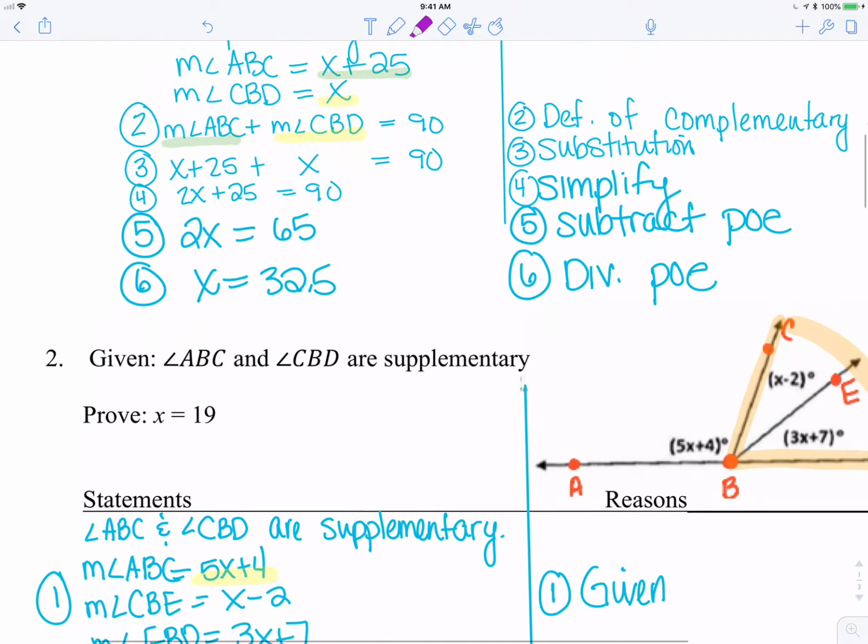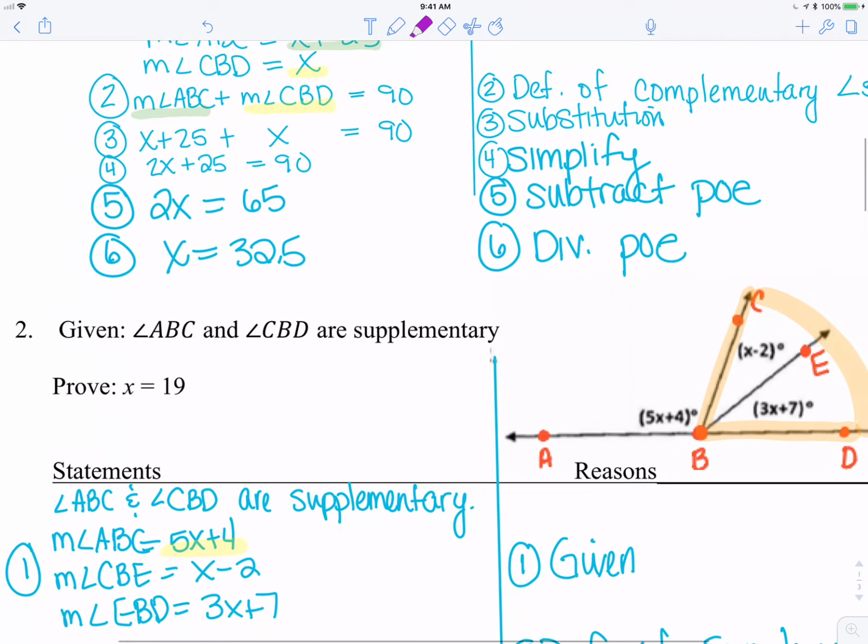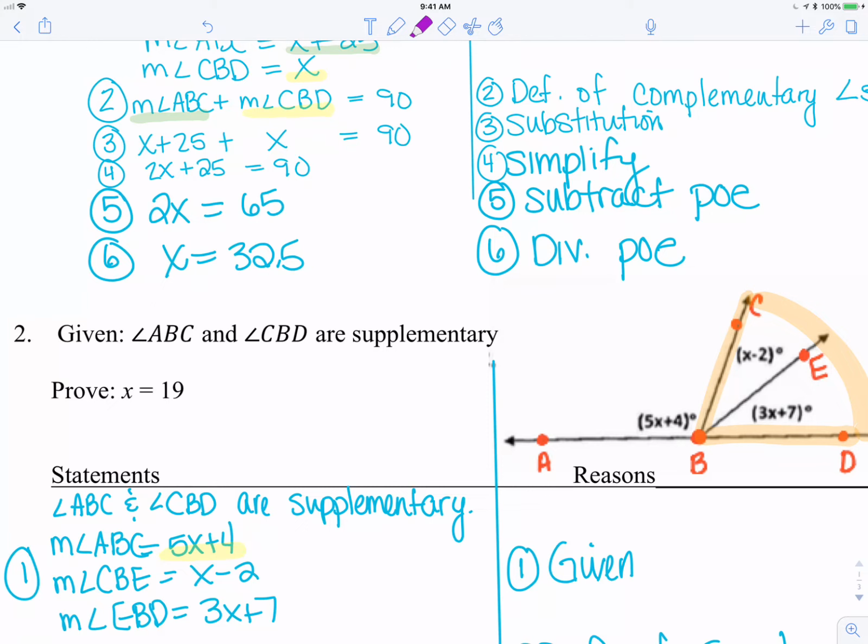Alright, let's look at number 2. Again, we start out with the given information. So what has been given to us is that angle ABC and CBD are supplementary. We also know some measurements. We know the measure of angle ABC is 5x plus 4, and we know the measure of angle CBE is x minus 2, and the measure of angle EBD is 3x plus 7. So that's our given information.